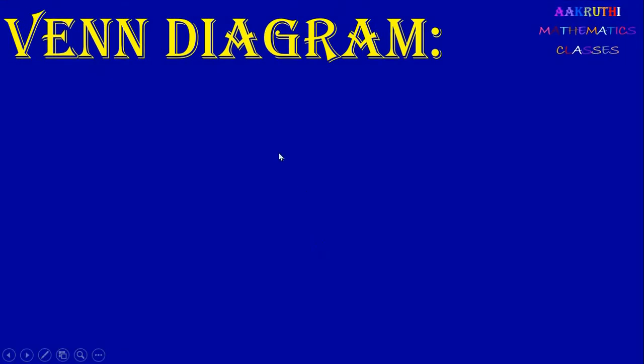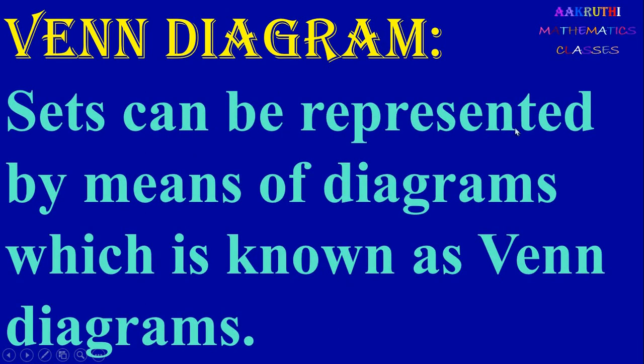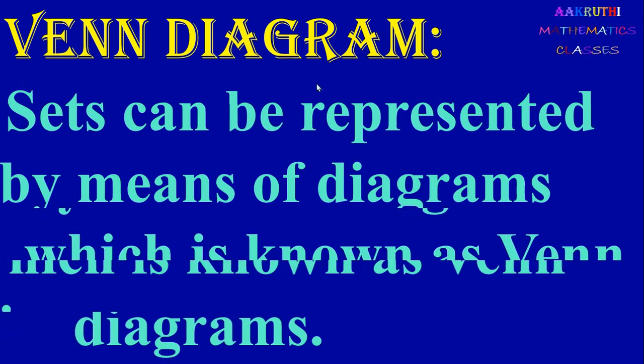So next it is the Venn diagram. We know that sets can be represented in roster method or set builder form. Now here is one more method that is called the Venn diagram. Sets can be represented by means of diagrams, which is known as a Venn diagram.